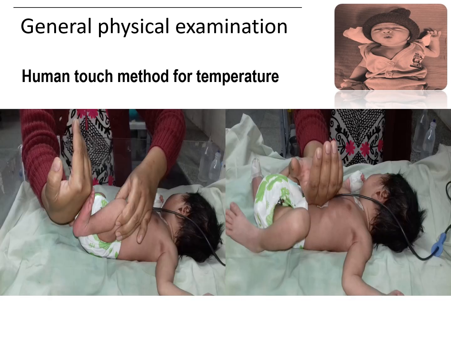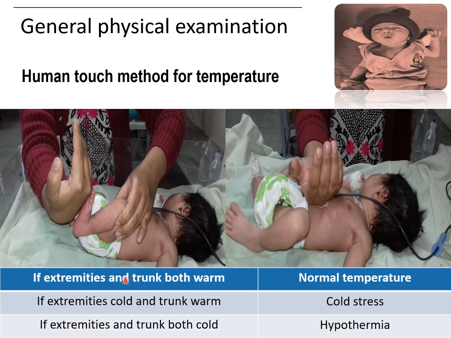So here in this image you can see I am taking the temperature by the human touch method. With the dorsum of the hand we have to touch the periphery, sole and palm, and the central body parts, abdomen and chest. If you find the extremities and trunk both warm, that means normal temperature. If extremities are cold and trunk warm, that means the newborn is having cold stress or mild hypothermia, temperature between 36 to 36.5. If extremities and trunk both are cold, that means the newborn is having hypothermia, either moderate or severe.